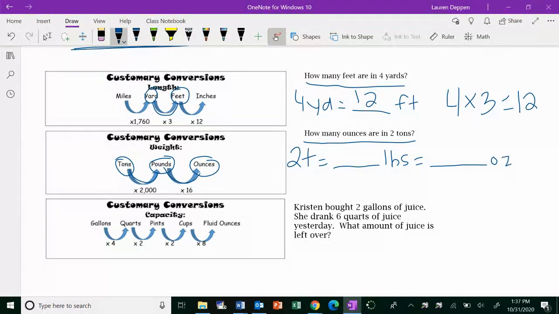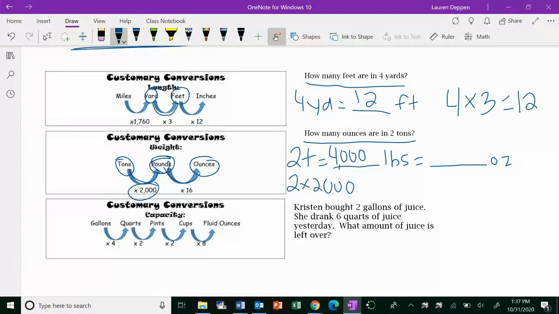To go from 2 tons to pounds, I take my 2 and I multiply by the conversion factor of 2,000. 2 times 2,000 is 4,000. So in 2 tons, there are 4,000 pounds.